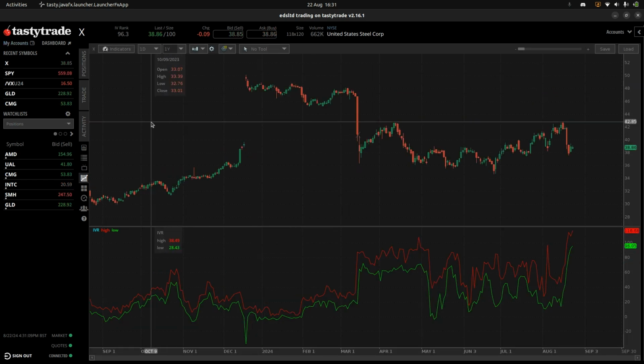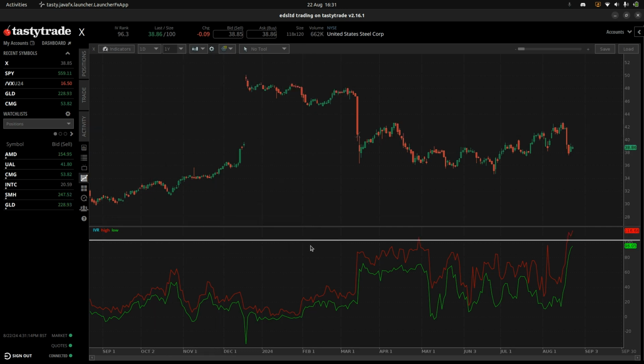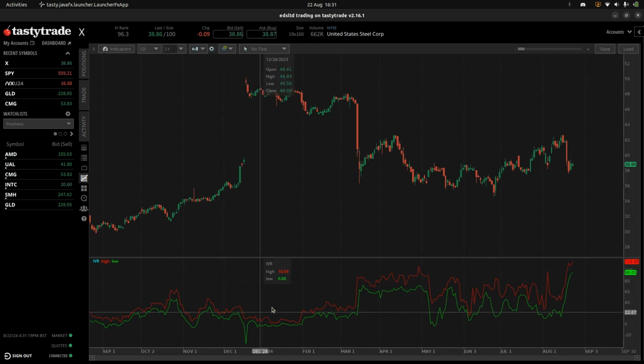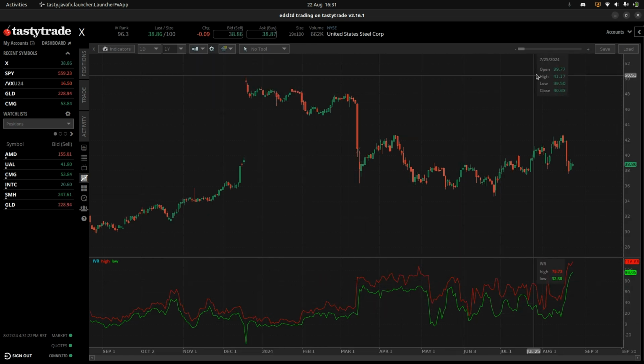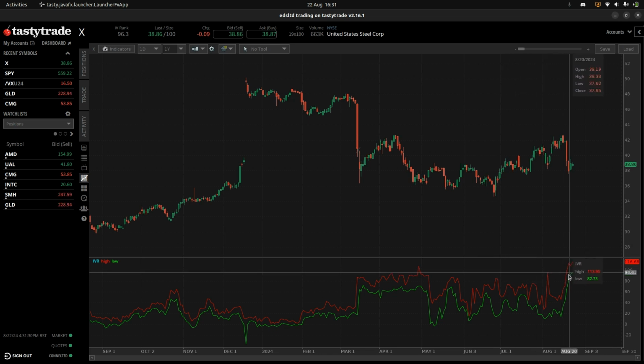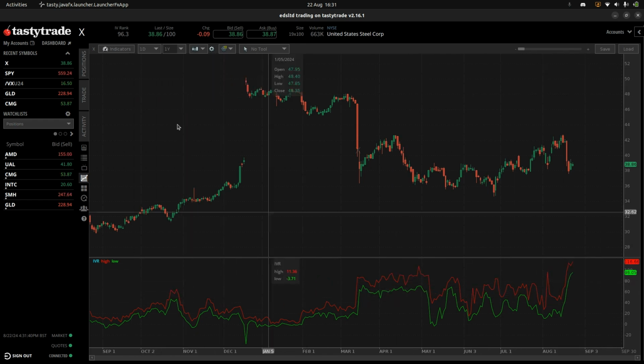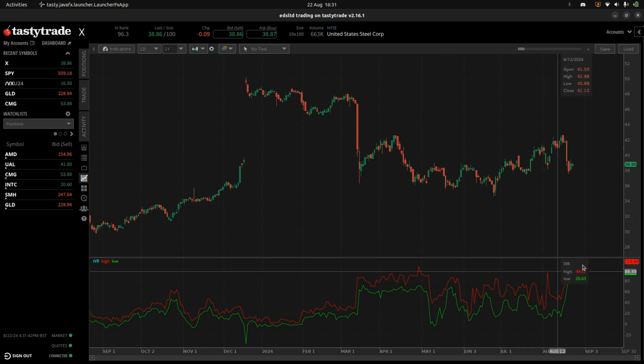Okay, so we are looking at the United States Steel Corp chart right now. And we can see the implied volatility rank plotted on this chart below as well. And this is all we need. We don't even really need the chart to trade. However, we're going to just have it up anyway. So we can see here that the implied volatility rank is quite high relative to where it's been previously, hence why it's at 96.3. We can also visually see it here.